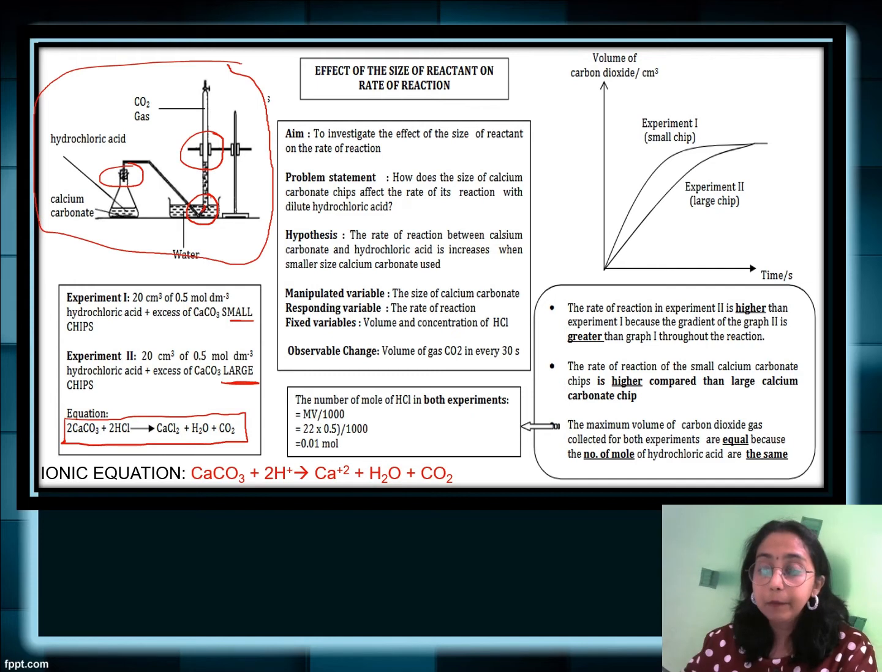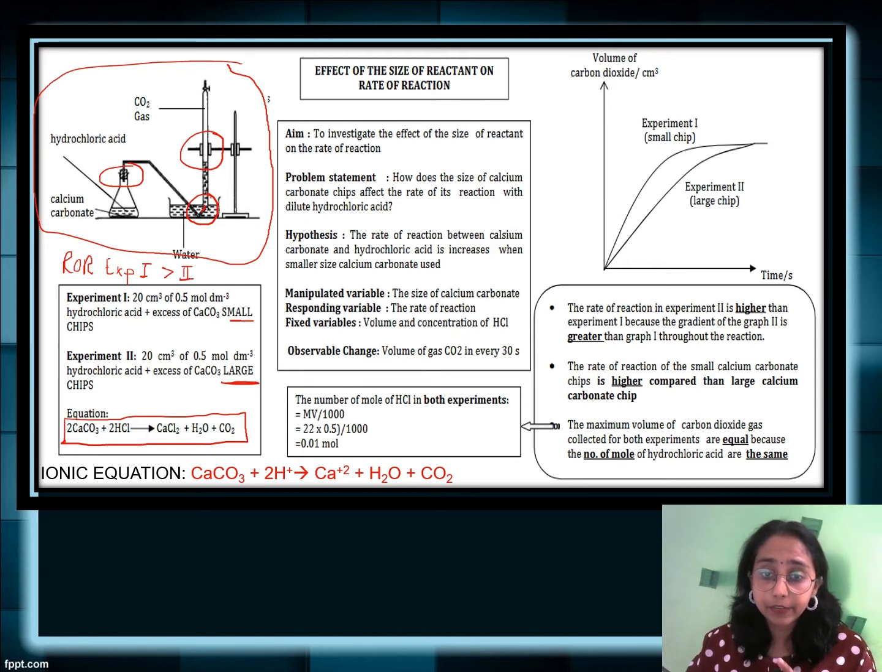Okay, so now based on the information given, experiment 1 uses small, experiment 2 uses large. So students, you already have the concept of size, how the size affects the rate of reaction, right? So you must be able to apply your concept here. The smaller the size, the higher the rate of reaction. So from here what we can write is the rate of reaction of experiment, which one is higher? 1 is higher than 2, isn't it?